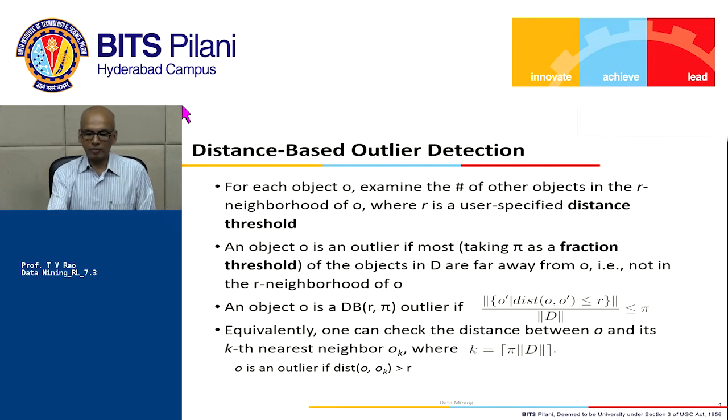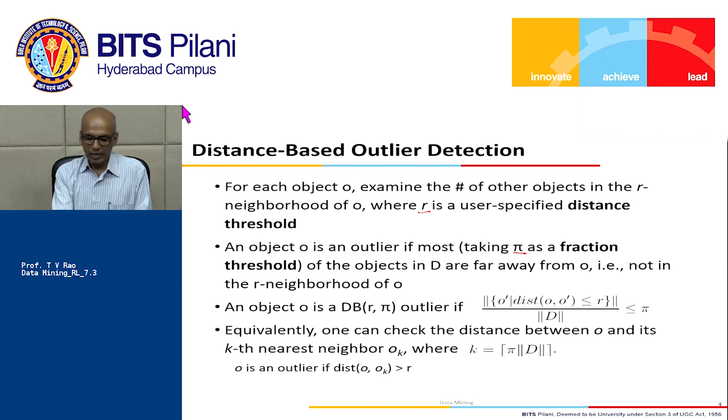We start with a user-specified threshold. Let's say R is a user-specified threshold, and we are looking at the number of objects in the R neighborhood of O. We also use pi as a fraction threshold, say 1% of the objects. If not even 1% of objects are available within the R neighborhood, then we may consider the object O as an outlier.